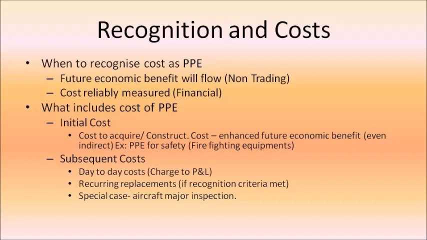Just to emphasize on the definition, any tangible item which is used in the business and which is expected to be used for more than one financial year. So the criteria is that it has to be a capital expenditure, that is, the benefits are to be derived for more than one financial year. It's the major criteria. So that is a property, plant, equipment.